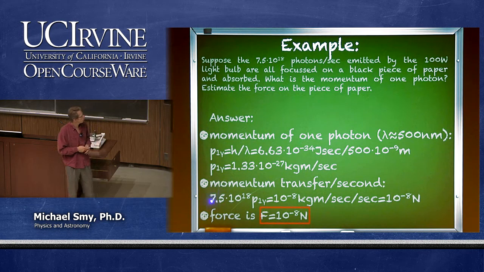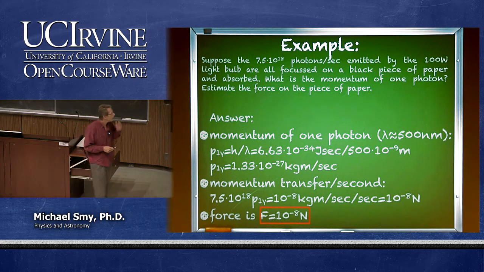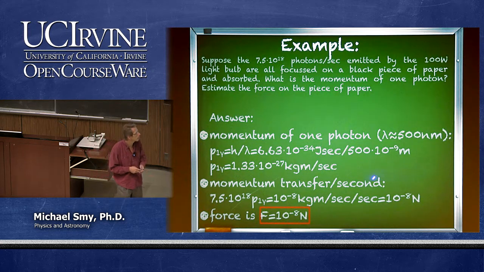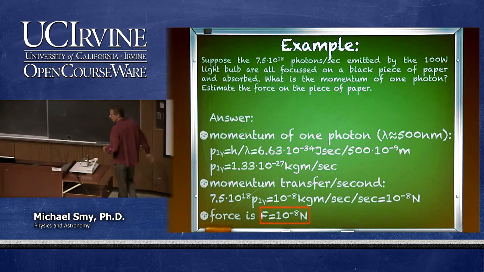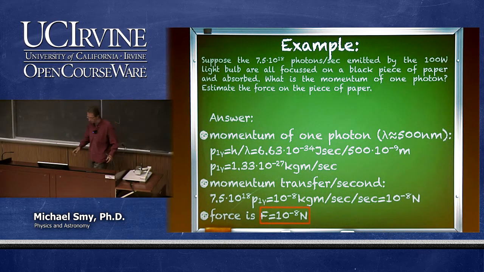And that means, since we have 7.5 times 10 to the 18 photons, that the total momentum transfer every second is 10 to the minus 8 kilogram meters per second. And so every second, that means that the force, which is kilogram meters per second squared, is 10 to the minus 8 newtons. So in other words, a light bulb exerts a force of 10 to the minus 8 newtons if you focus all of its photons on some object.